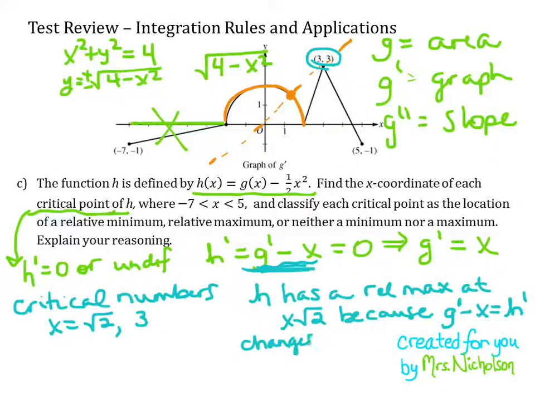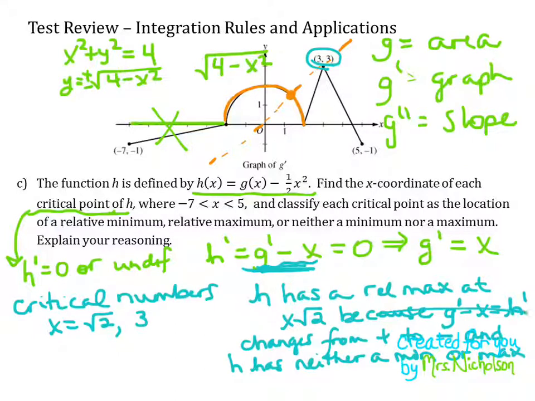changes from positive to negative. And h has neither a min or max at x equals 3 because h prime, equal to g prime minus x, does not change signs.